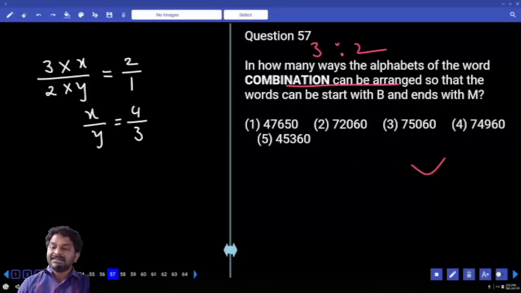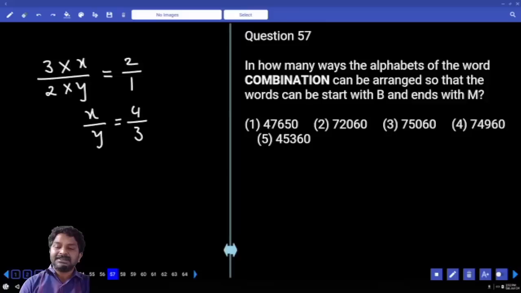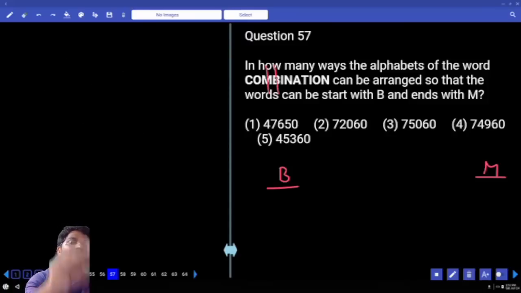In how many ways can the alphabets of the word COMBINATION be arranged so that the words start with B and end with M? So the first letter is fixed, B, and the last letter is also fixed, which is M. Correct? B and then M. These two are over. Can you tell me how many remaining letters are there? 9 letters can be arranged in 9 factorial.